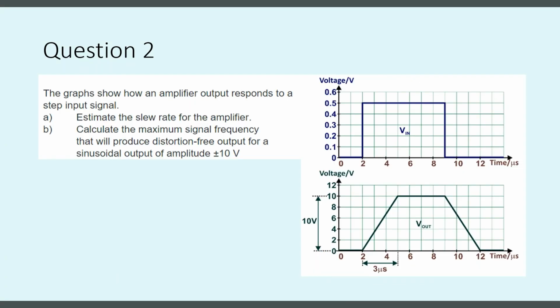Okay, question 2. And we're going through a few examples just to really make sure we've got those ideas nailed. So it asks us to estimate the slew rate. So we're not given it from a table this time. This time we are working it out from a graph. And we can see that it's gone up 10 volts in 3 microseconds. So the slew rate is the change in voltage over the change in time. So that's 10 over 3, 3.3 recurring volts per microsecond.